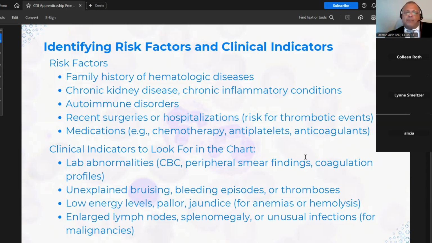We then have recent surgeries and hospitalizations. This was also mentioned about being immobilized for prolonged periods of time, whether it's from having a very high BMI or because of incapacitation from a surgical procedure, for example.